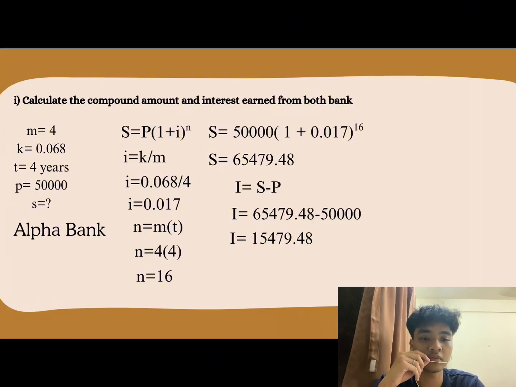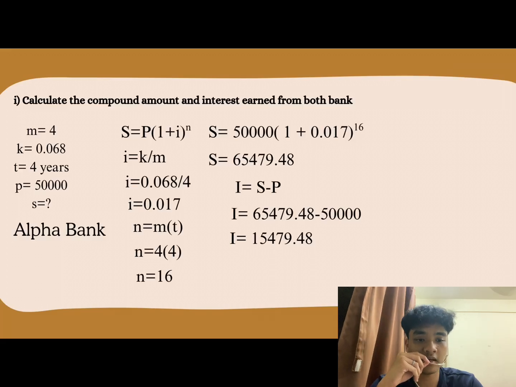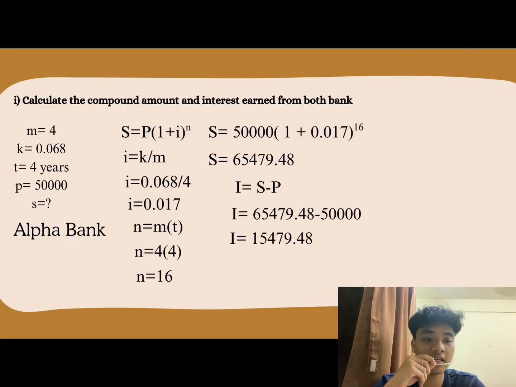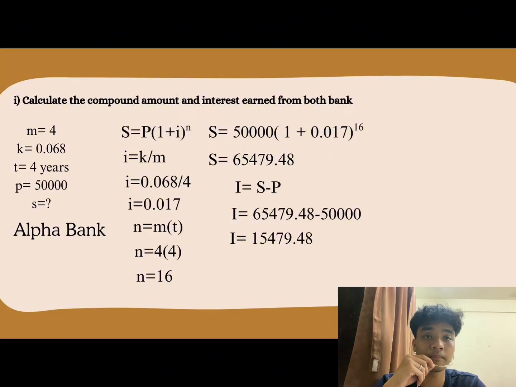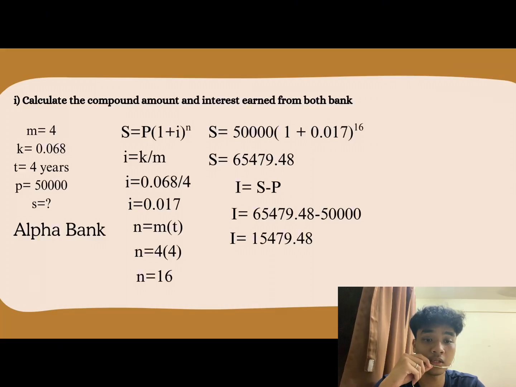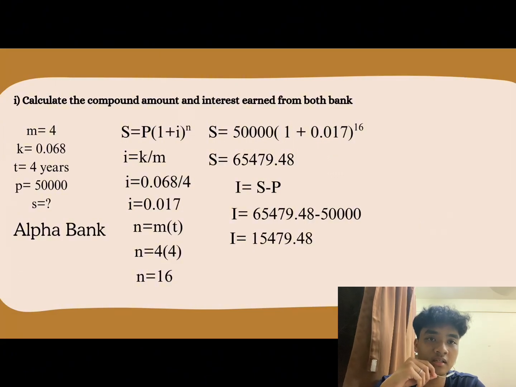For Alpha Bank, we use the formula S equals P(1 plus i) to the power of n, and for interest earned, I equals S minus P. So for these questions, we need to identify our m, k, t, and our P. So m equals 4 because it is compounded quarterly, and our k is 0.068, and our t is 4 years, and our P is 50,000, which is the loan, and we need to identify our S. So before we key in the answer, we need to identify our i and our n.